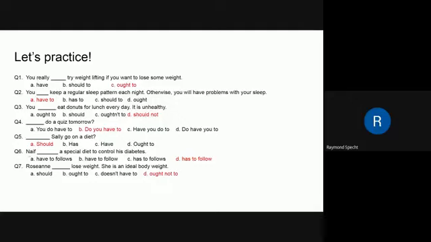Next, blank a special diet to control his diabetes. Has to. Now you've got two of them here. Don't go too quickly, because remember, it's base form that follows. Remember our formula. Roseanne, blank, lose weight. She is at an ideal body weight. Ought not to lose weight.